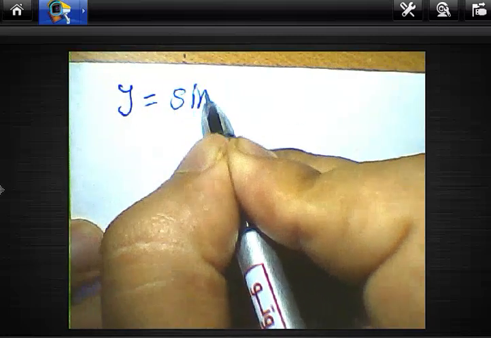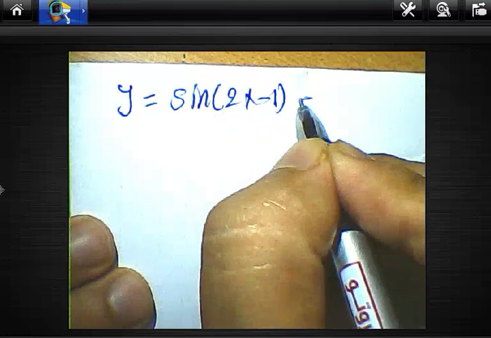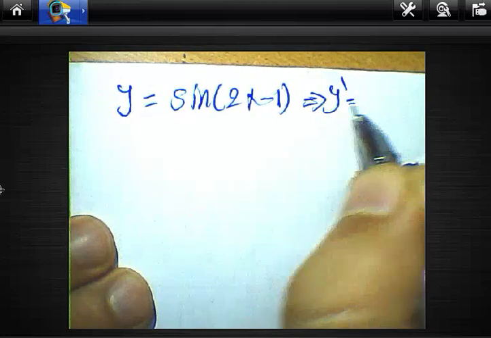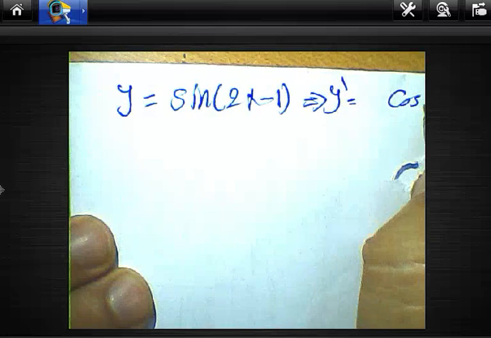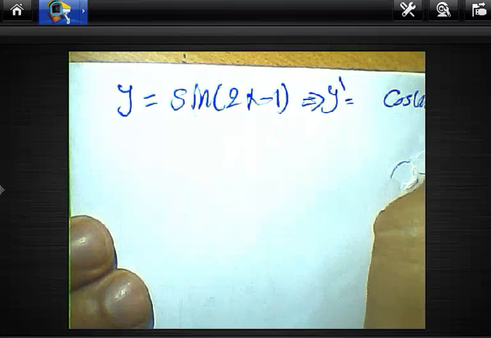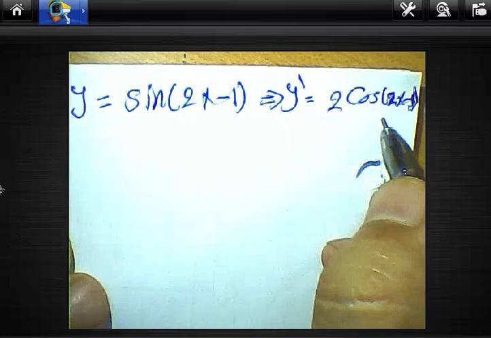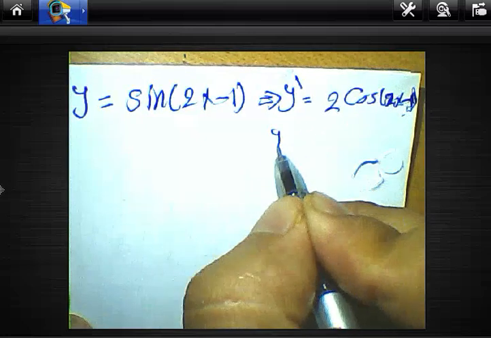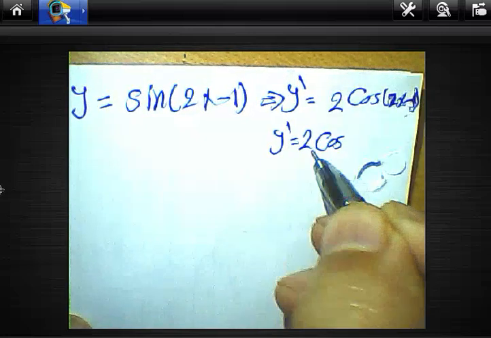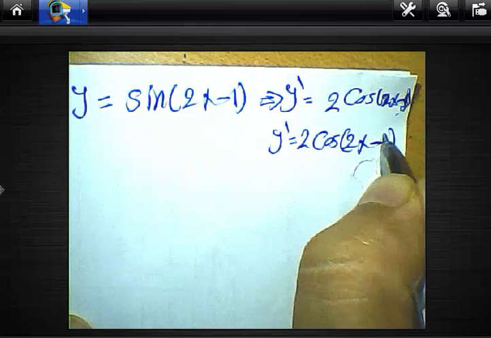And if we have another example, y equal sine, and the angle is 2x subtract 1, then the derivative of this function will be, sine will be converted to cosine. The derivative of sine will be cosine, and we must write this angle here, 2x subtract 1. And the derivative of this angle will be 2. So the result will be, again, y dash equal 2 multiply cosine, and we must write the angle here, 2x minus 1 in brackets.